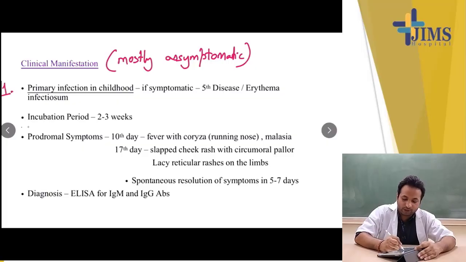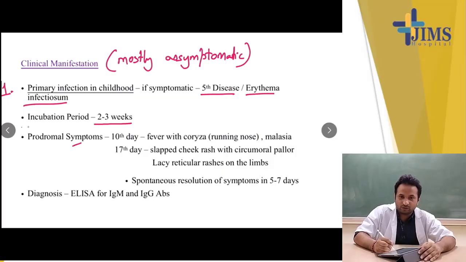If symptomatic, then a child develops fifth disease, which is also known as erythema infectiosum. This disease has an incubation period of 2 to 3 weeks. Symptoms include, on the 10th day, fever with coryza, that is a running nose, and malaise, and then in the 17th day, slapped cheek rash with circumoral pallor will be seen. The cheek is going to be all red, and around the mouth the skin is going to be pale. Along with that, you are also going to see lacy reticular rashes on the limb, lace-like rashes.